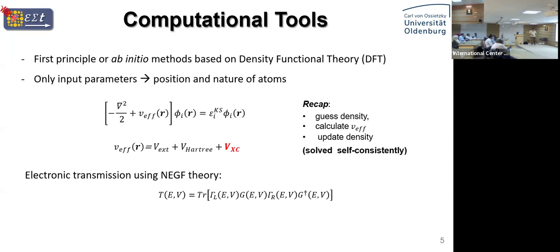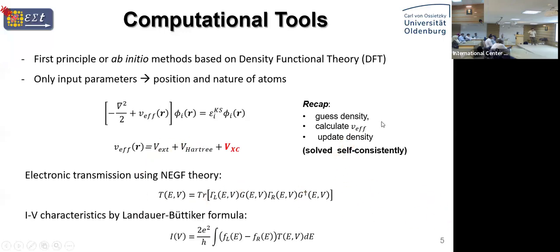But essentially, you get at the end energy and voltage-based transmission through your system, which you could further, using this Landauer formula, use to get the IV curve, the potential-based current going through your system, by simply integrating all the states that are in your bias window.